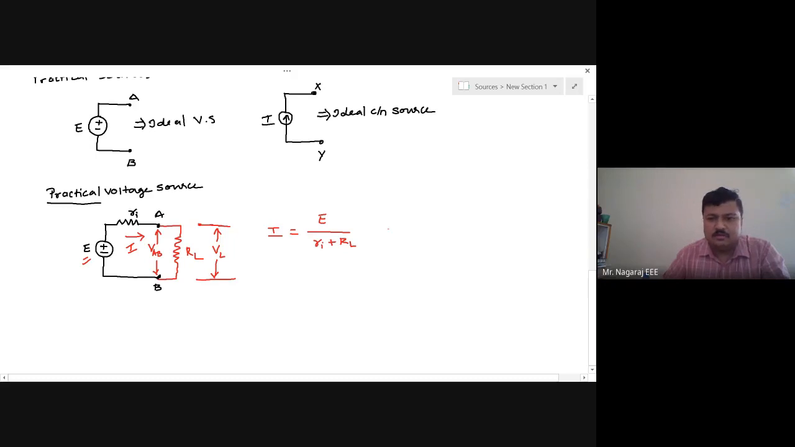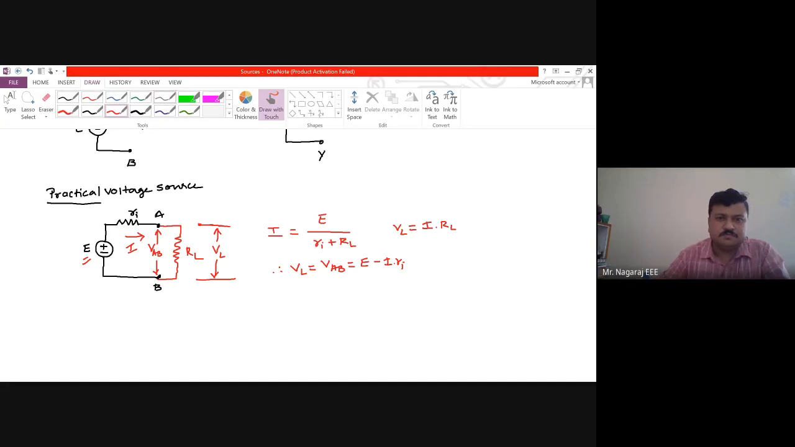And what is VL? VL is equal to I into RL. So therefore, VL is equal to VAB, which is the terminal voltage of the voltage source, and can be given as E minus I into Ri. So please remember, the voltage source is not with E volts.